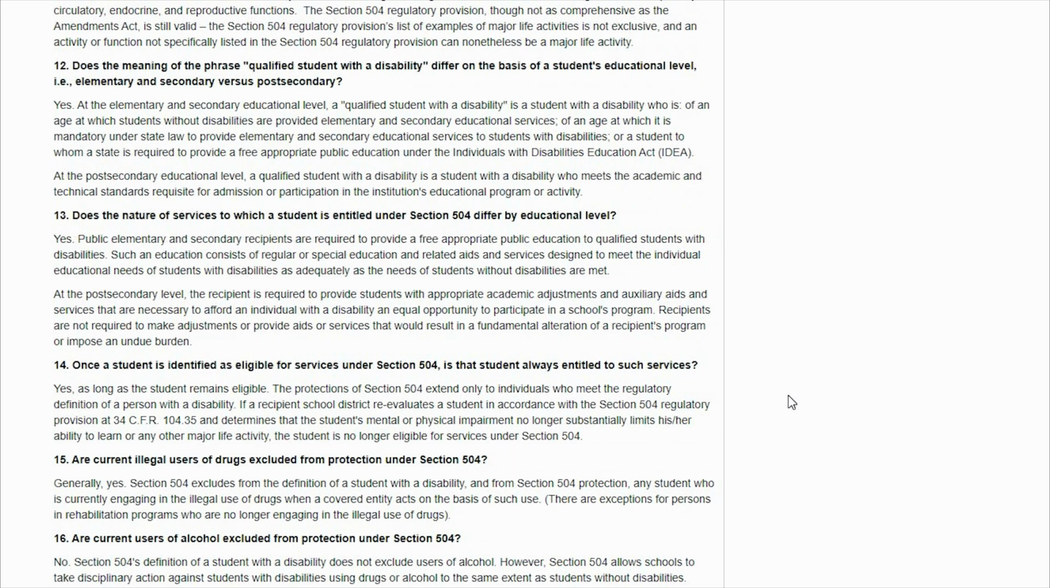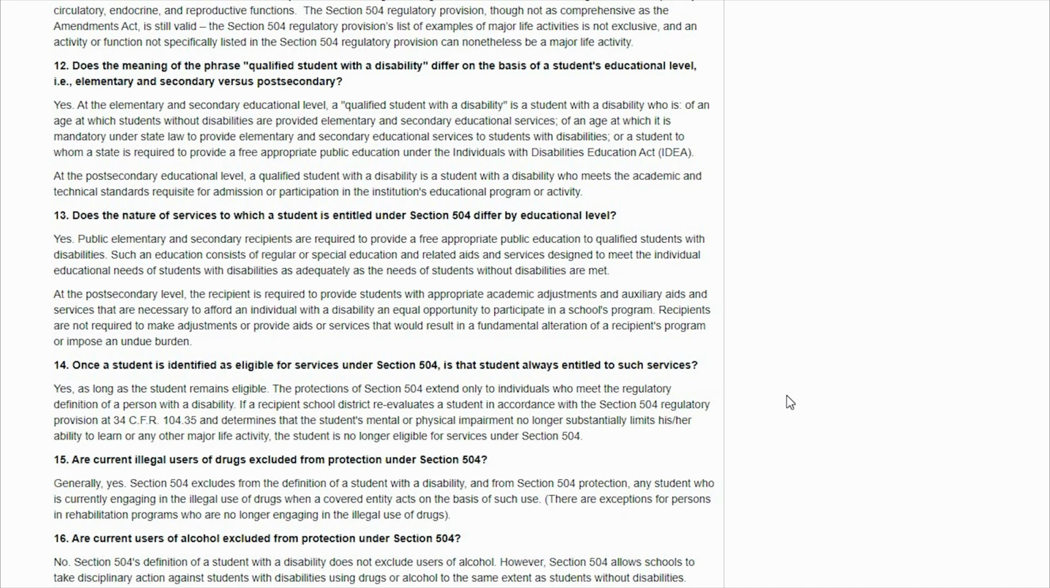All right, number 12 says, does the meaning of the phrase qualified student with a disability differ on the basis of a student's educational level, i.e. elementary or secondary versus post-secondary? Yes. At the elementary and secondary educational level, a qualified student with a disability is a student with a disability who is of an age at which students without disabilities are provided elementary and secondary educational services, of an age at which it is mandatory under state law to provide elementary and secondary educational services to students with disabilities, or a student to whom a state is required to provide a free, appropriate public education under the Individuals with Disabilities Education Act, or IDEA. At the post-secondary educational level, a qualified student with a disability is a student with a disability who meets the academic and technical standards requisite to admission or participation in the institution's educational program or activity.